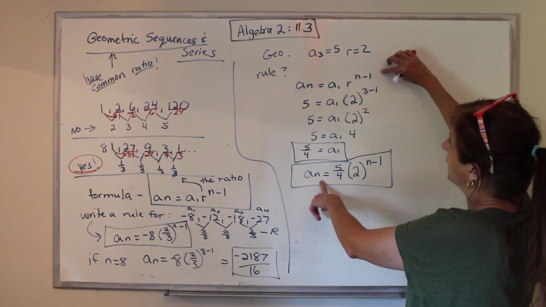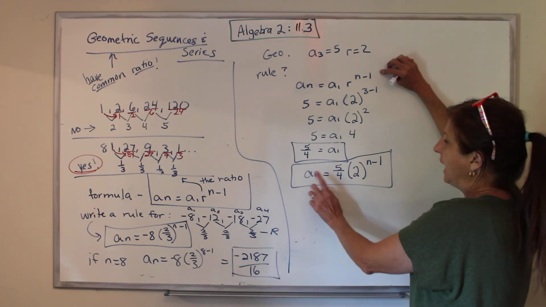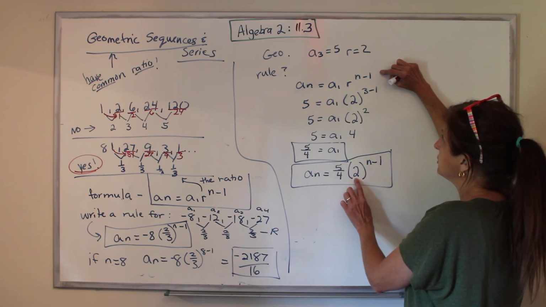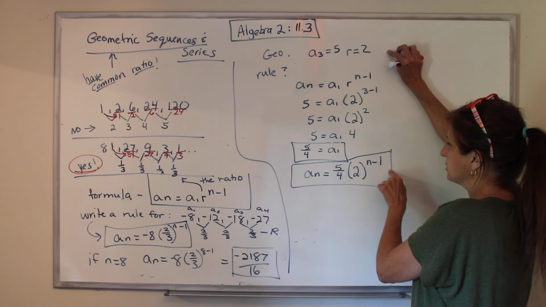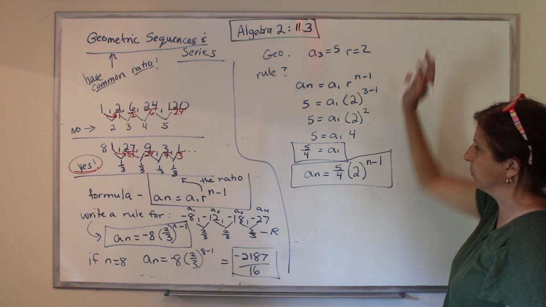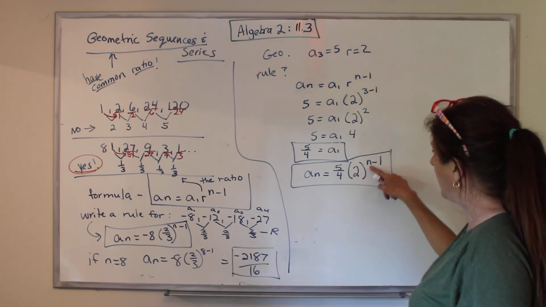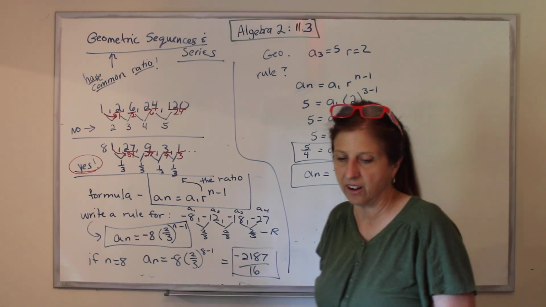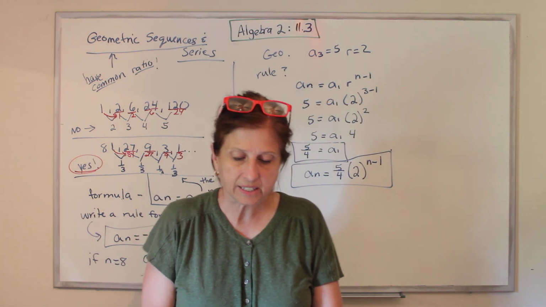Now we can put it back into our formula and write the formula. A sub n is 5/4 times 2 to the n minus 1. And then a lot of times they say, well, what about if it's 5? What would the fifth term be? And you can figure it out. All right, that's all I want you to know about this.